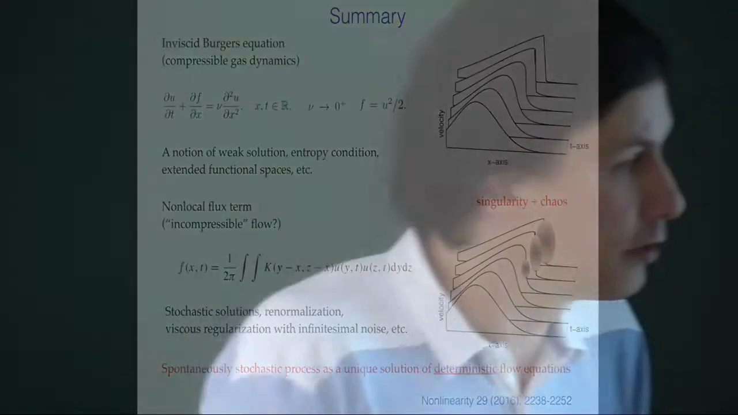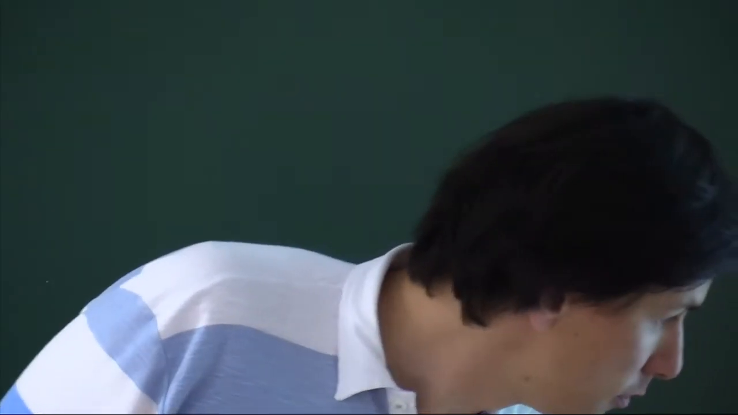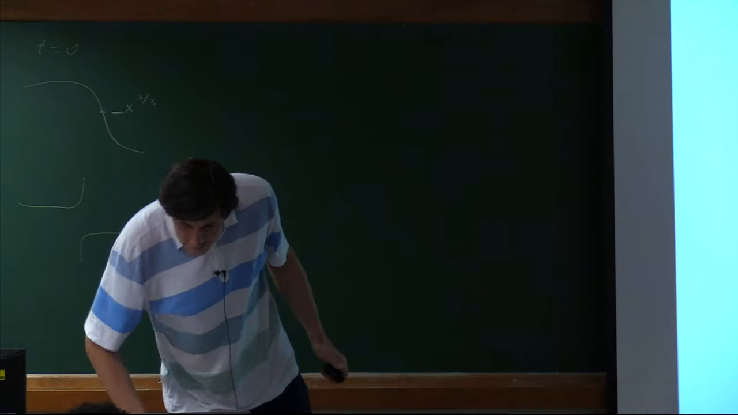And this probability appears spontaneously at the singularity. This should not be mixed with chaos, because in chaos you have a spontaneous formation of the probabilistic measure at infinite time. Here it is formed at finite time, so it is immediate. Thank you.